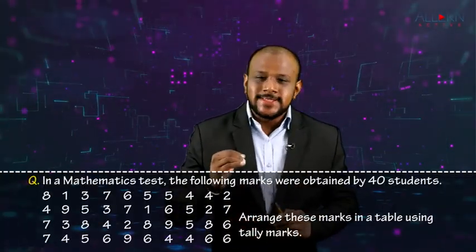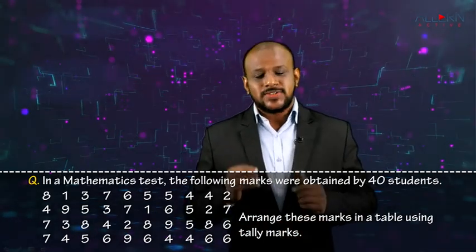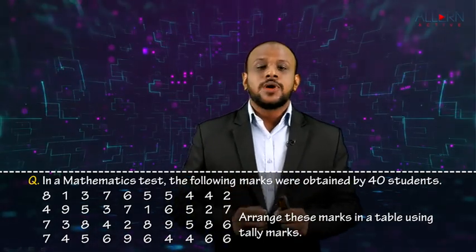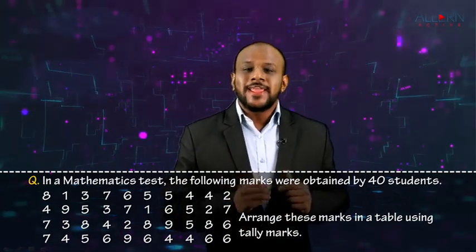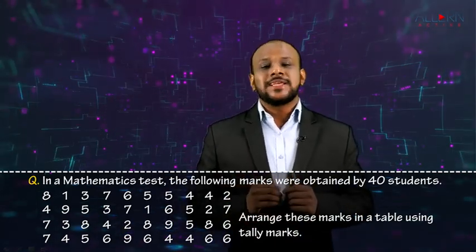Hi, we got a wonderful question here. It says, in a mathematics test, the following marks were obtained by 40 students. We need to arrange these marks in a table using tally marks.